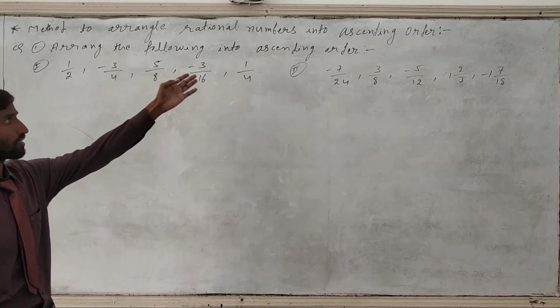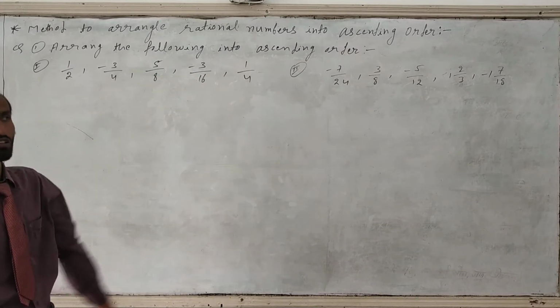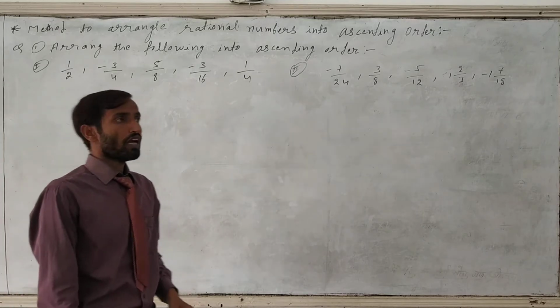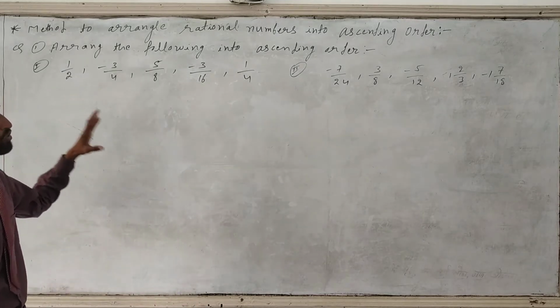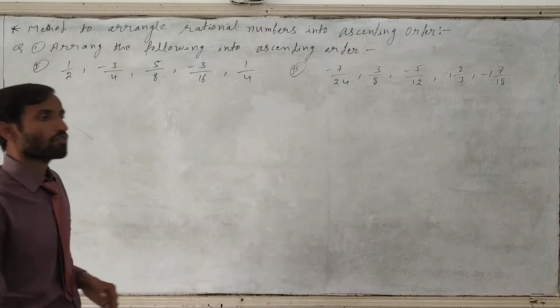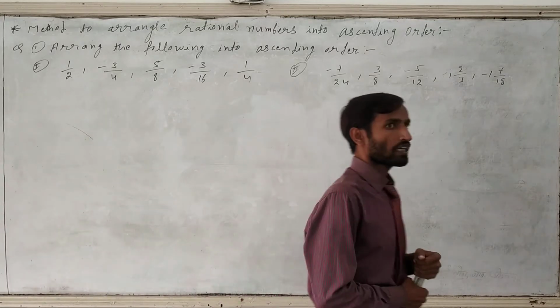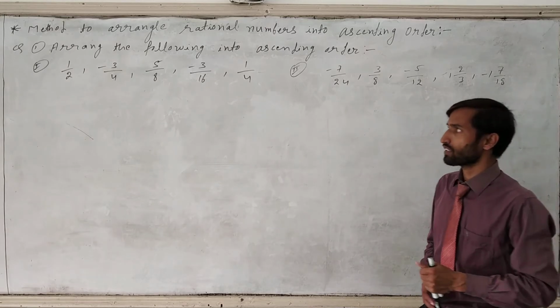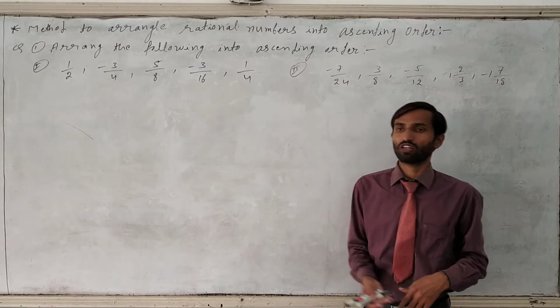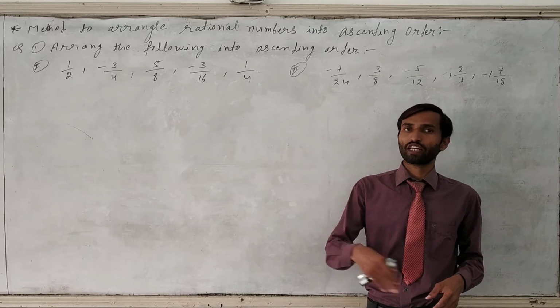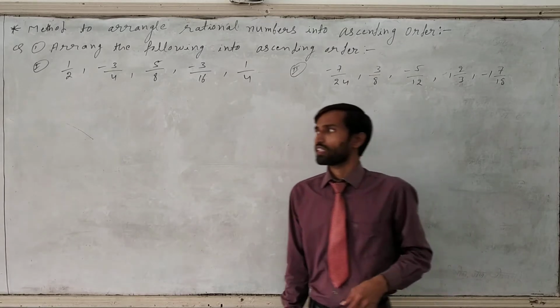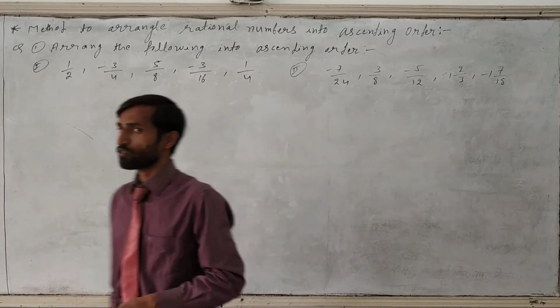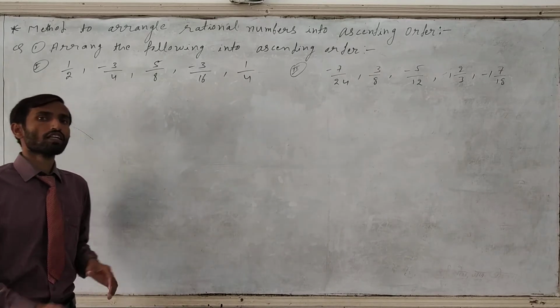Least to greatest is what? Ascending order, or you can say increasing order. So we have to arrange them, and for that we have to follow some process. We have already done this type of question with fractions: how to arrange fractions in ascending or descending order, that is, least to greatest or greatest to least. What do we do there? Can you answer?